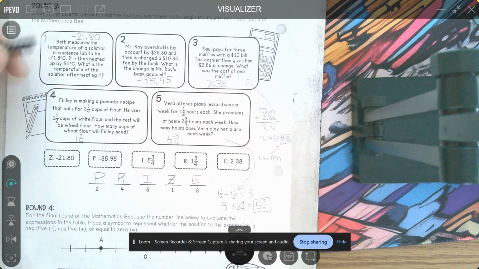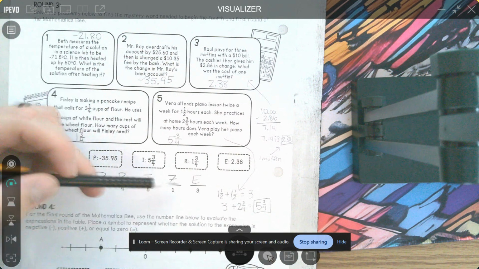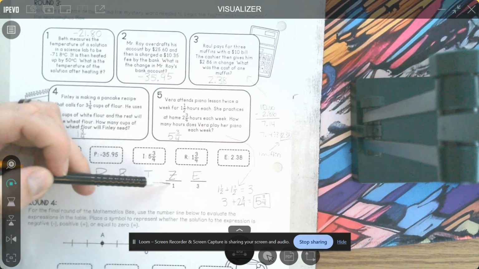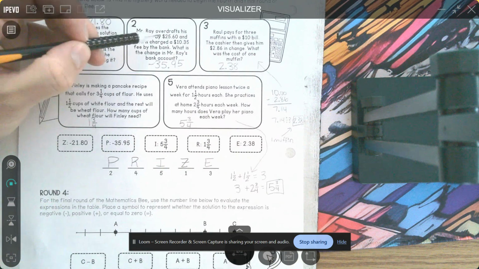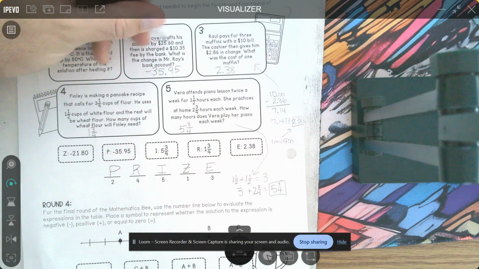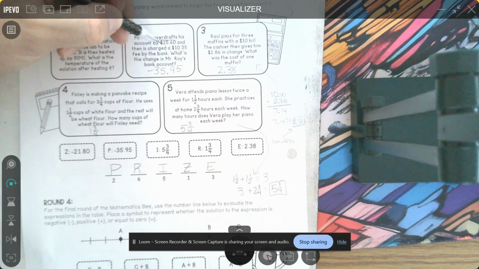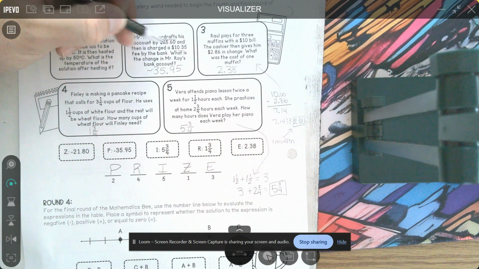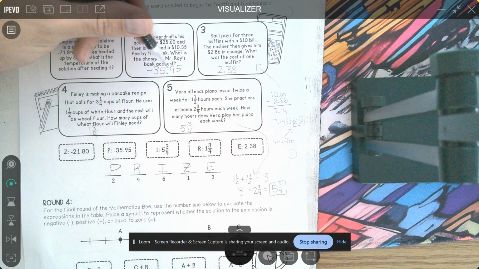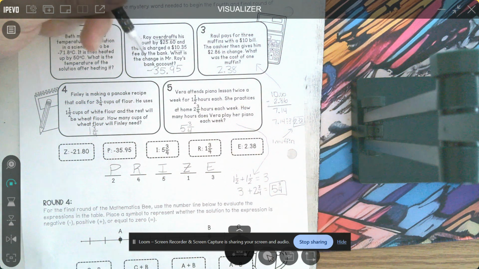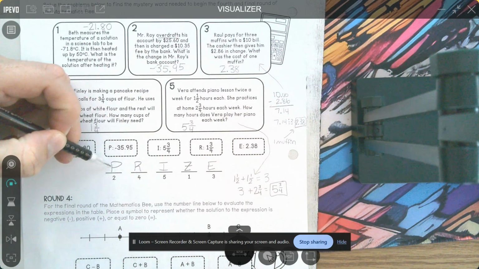On number 1, you should have gotten negative 21.80. So then you should be putting a Z under number 1. Number 2, you should have recognized, or if you forgot, overdraft means negative. Overdraft is a negative charge, and a fee is also negative. So you should have negative 25.60 plus a negative 10.35, resulting in a negative $35.95 remaining balance in Mr. Roy's bank account. So you should be putting a P above number 2.